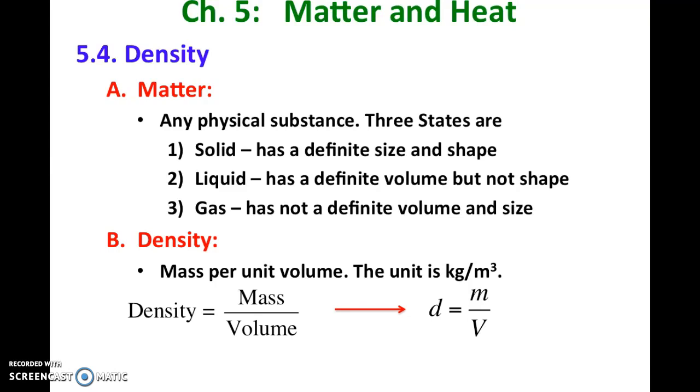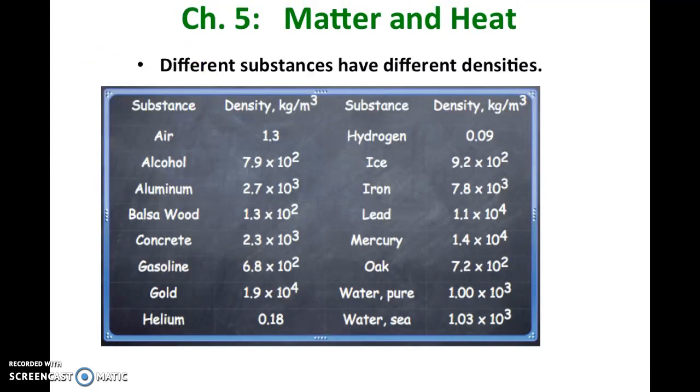And gas has neither a definite volume nor shape. Mass per unit volume defines the density of matter. That is, the density D equals mass m divided by volume V. D equals m over V. Different kinds of matter have different densities.